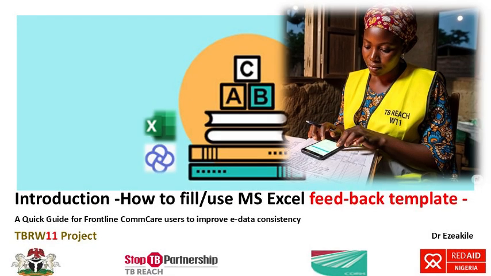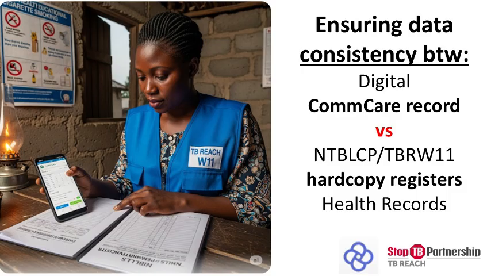Here is a comprehensive standard operating procedure detailing how to fill or use the MS Excel feedback template. A quick guide for frontline ComCare users to improve electronic data consistency. This guide serves the TBRW11 project, helping field ComCare users, typically community health workers and screening officers, to improve the consistency of their electronic health data.